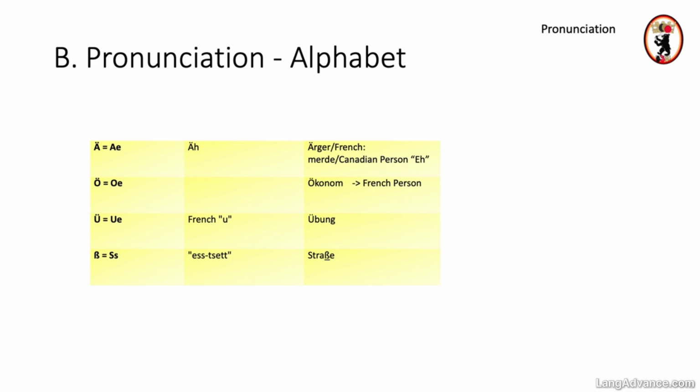SZ, Straße, street. As I said before, this is simply a very strong S. If you don't hear any difference between the Ö and the Ü, don't be concerned. Hearing this difference takes a long time, at least for most of my students.